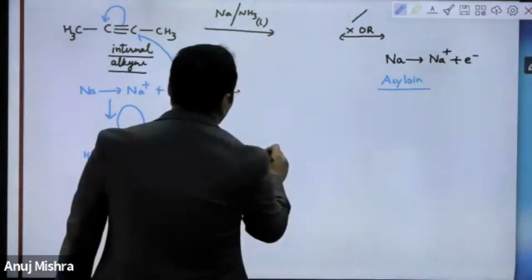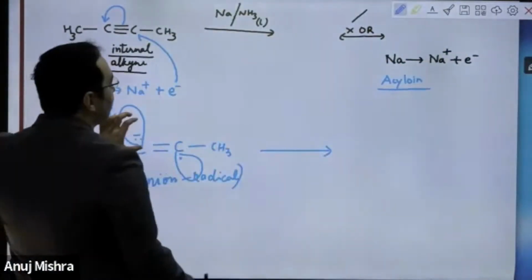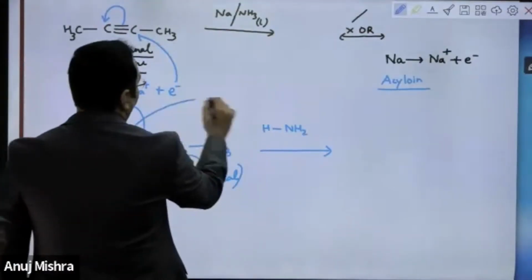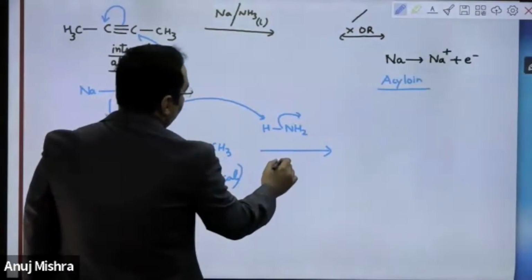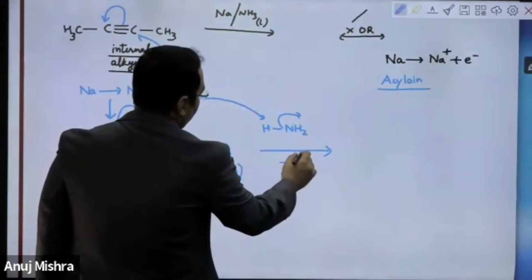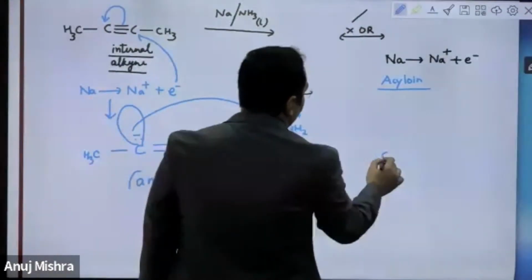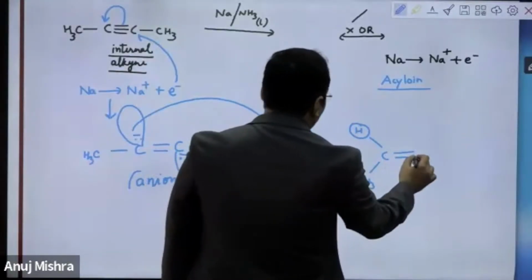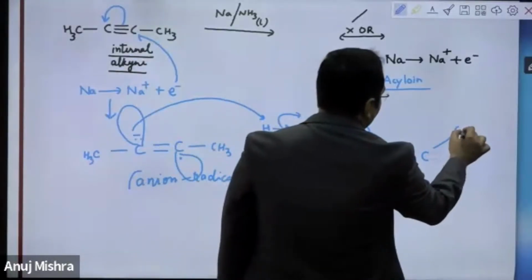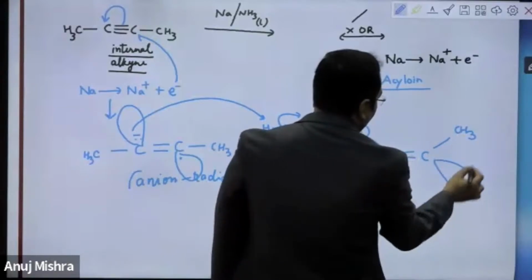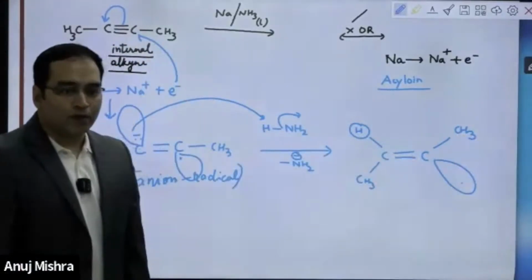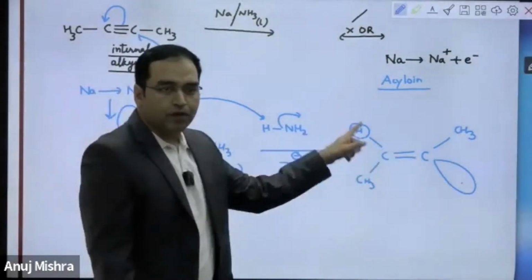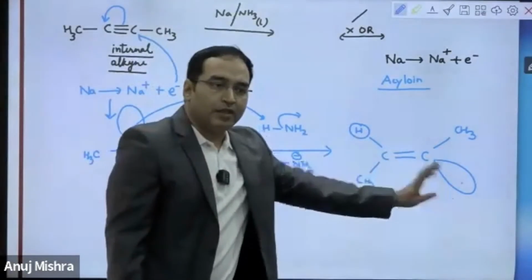Now this C negative is a much stronger base and it can pick H from ammonia. NH2 minus is out. And we have this kind of formation: CH3, CH, a double bond, CH3, radical. So what has happened? This was negative, it picked an H, so now H is here, and the radical is still as it is.